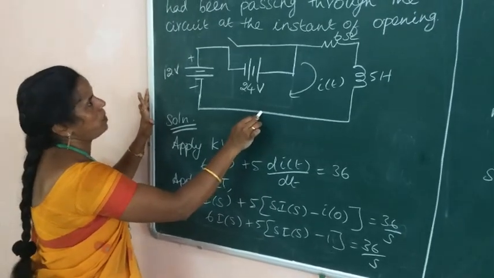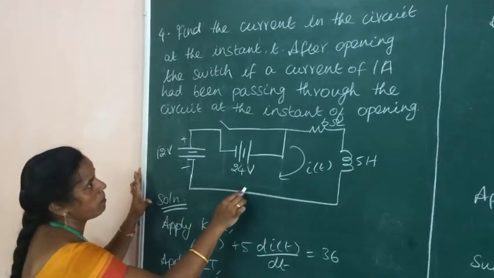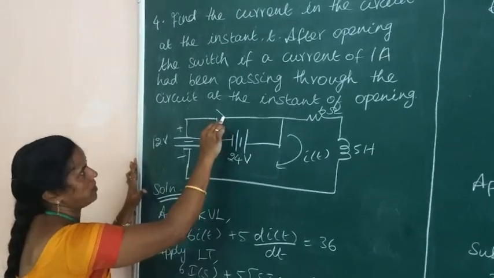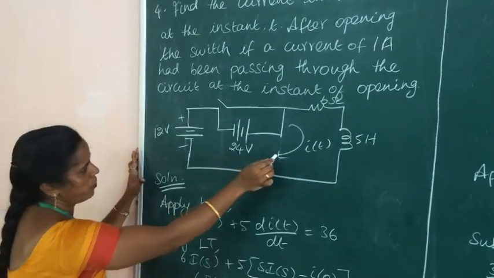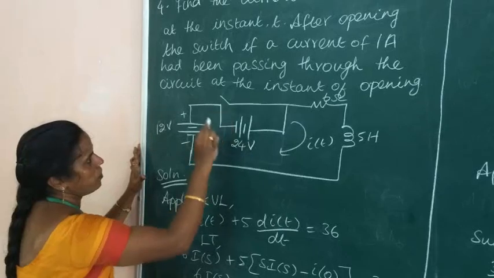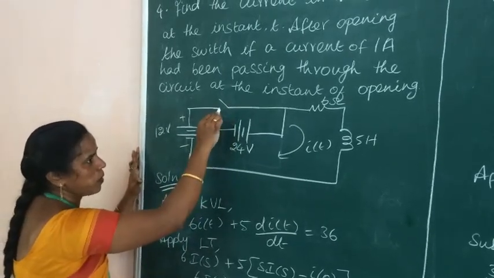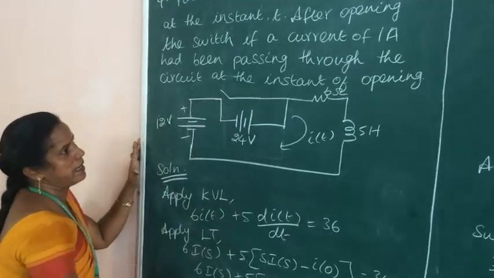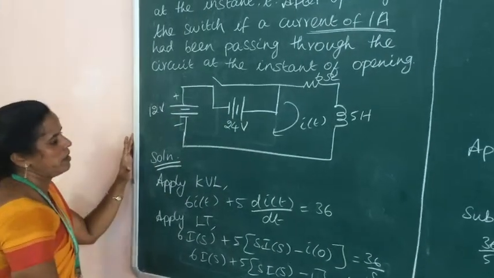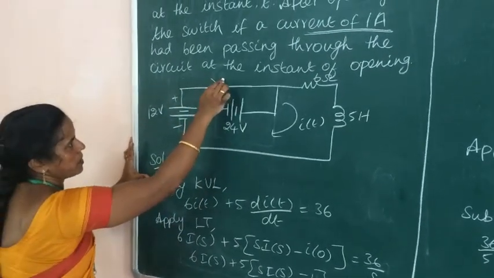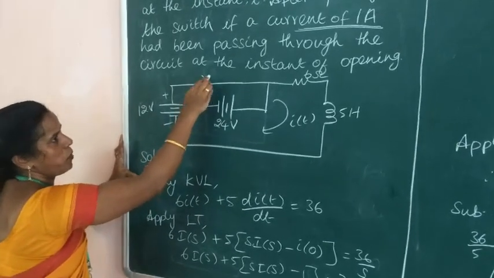What is given in the problem means you have to find the current at time t is equal to 0 after opening the switch. After opening the switch we have to find what is the current flowing through this. So we have to understand that before opening, the switch is in closed position initially. At that time a current of 1 ampere is flowing through the circuit. So the switch was in closed position before, and now you have opened the switch.